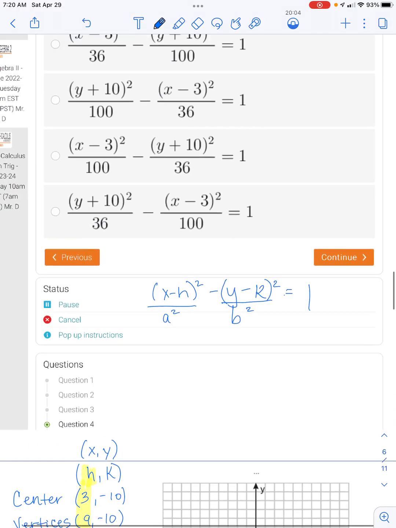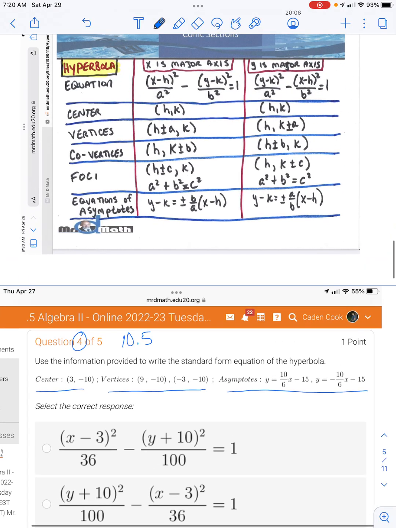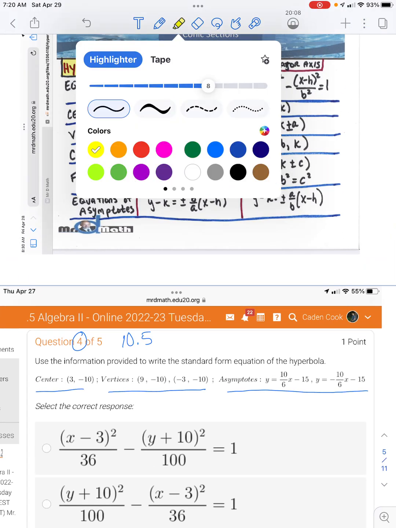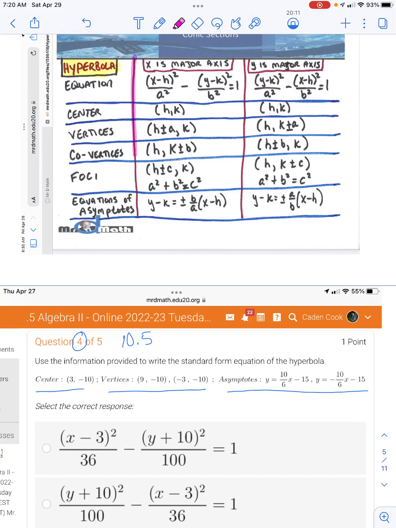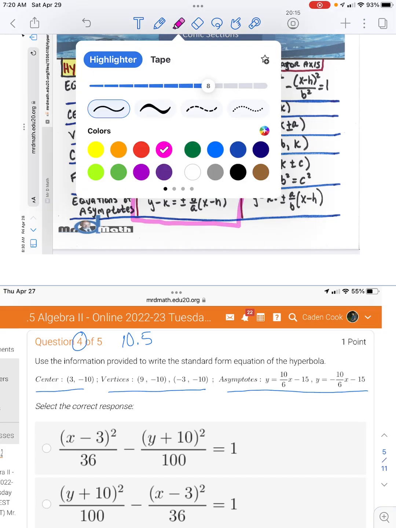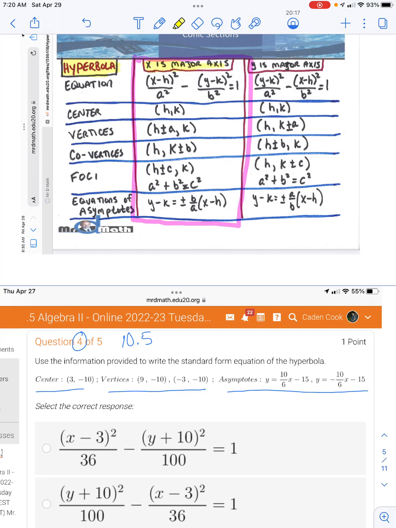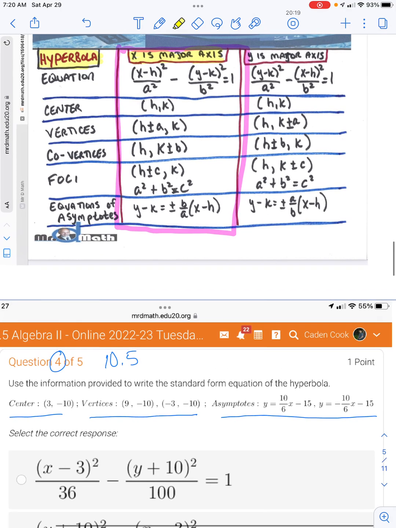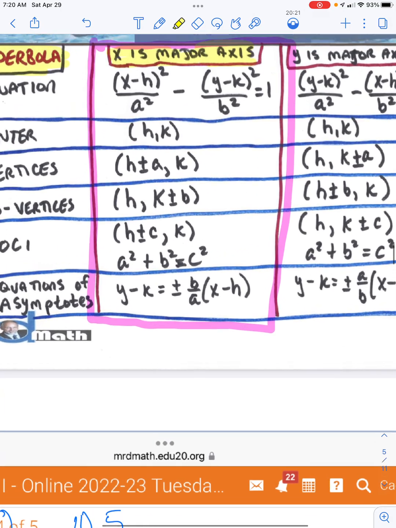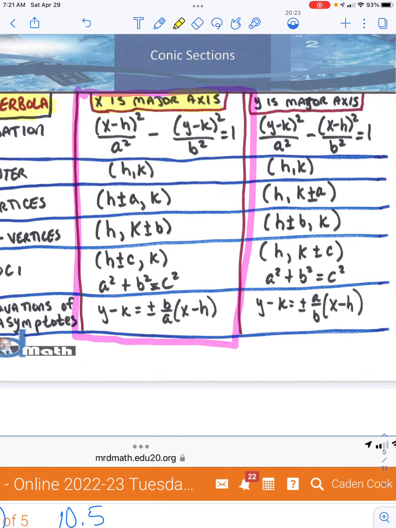That is important because when we go up top here, we want to be sure that we're pulling everything from the correct column. So in this case, we're going to be looking at the column for x being the major axis here. So I'm going to highlight this in yellow here. All right. Now, there's a couple things I want to point out to you about the difference between those major axes, if x is the major axis versus y being the major axis. So let's look at some of the quick differences so that you can see.